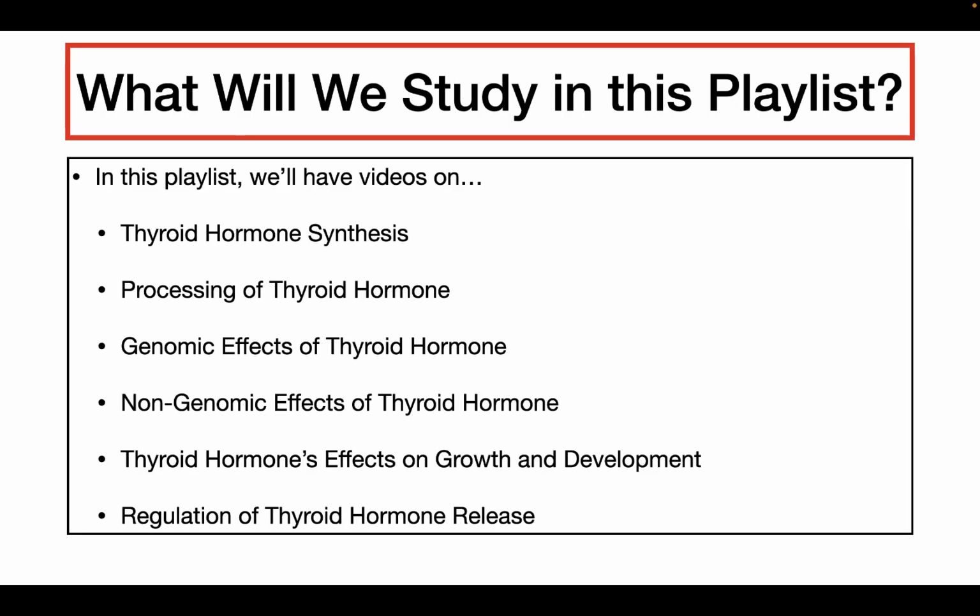Before we end this video, I just want to give you a quick look at what we're going to be seeing in this playlist. In this playlist, we're going to have videos looking at how thyroid hormone is synthesized. We're going to see how thyroid hormone is processed in the body. We're also going to see the genomic and non-genomic effects of thyroid hormone. We're going to see how thyroid hormone affects growth and development. And we're also going to have a video on the regulation of thyroid hormone release.